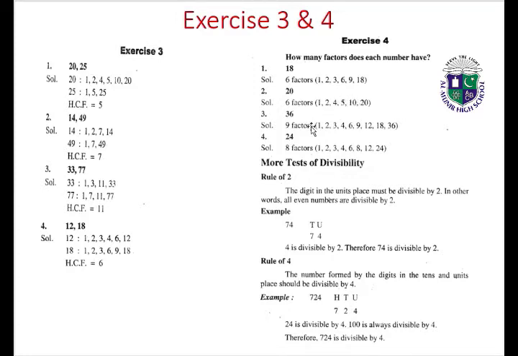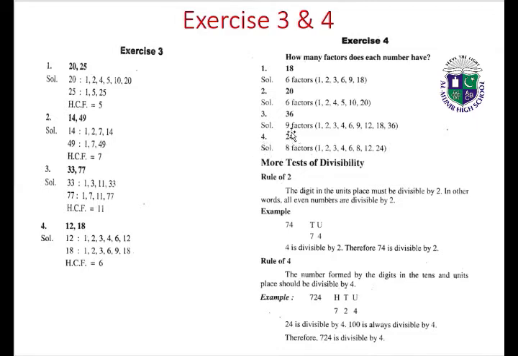6 factors. 36 has 9 factors. 1 times 36 is 36, 2 eighteens are 36, 3 twelves are 36, 4 nines are 36, 6 sixes are 36. 9 factors.